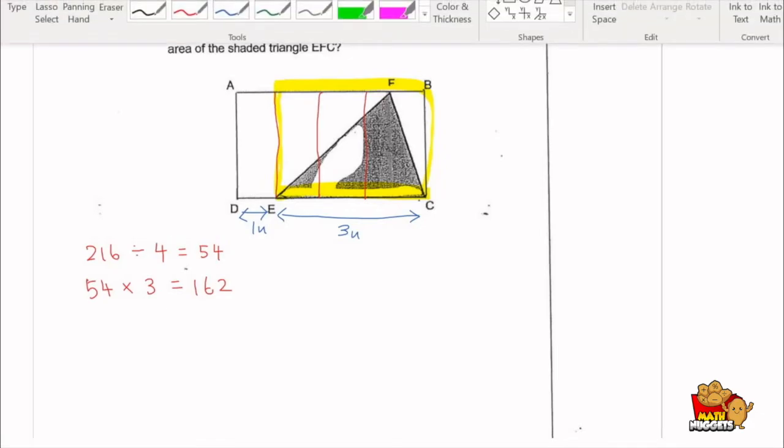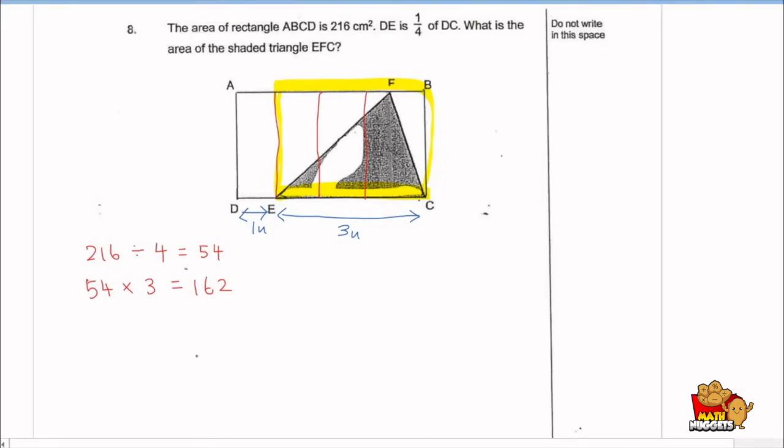So the shaded triangle would be half of that. So I take 162 and I divide by 2, which is 81. And that is my area of the shaded triangle.